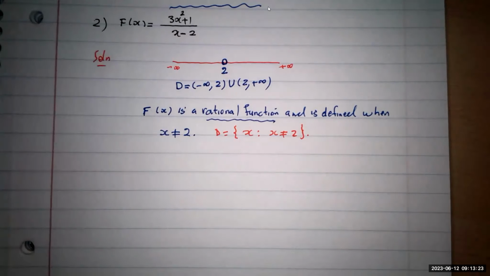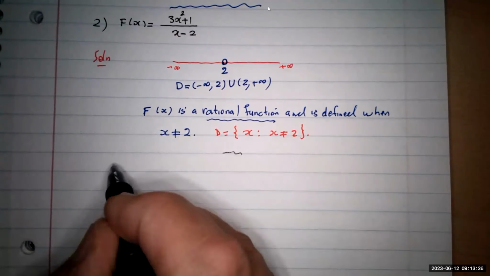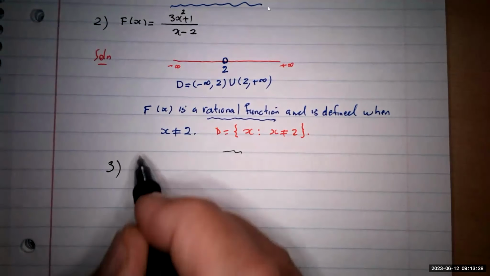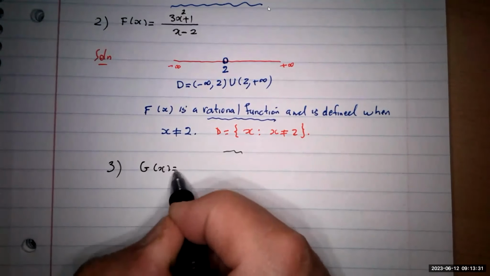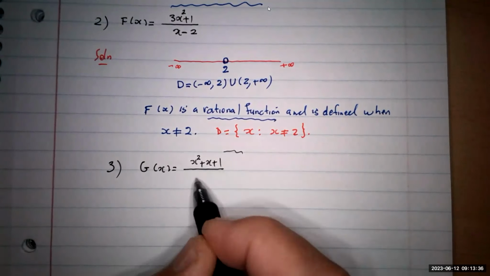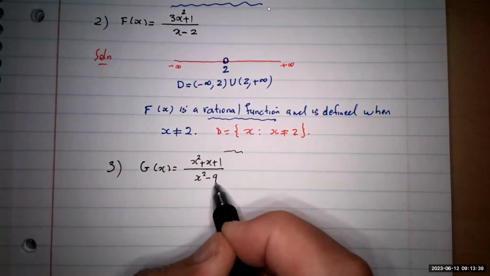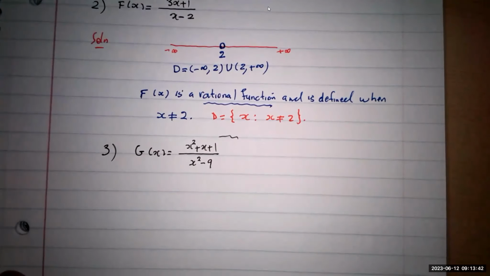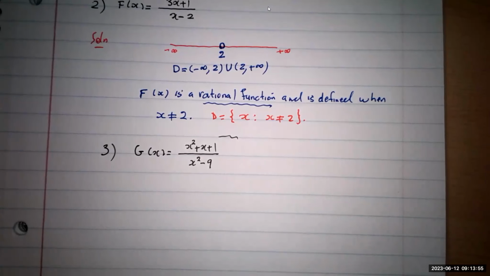And that's case 1. There are a couple of cases of this. Number 3, this function g of x equals x squared plus x plus 1 over x squared minus 9. Again, there is an x in the denominator, so this is going to be a rational function. So x is not a free agent. We have to make sure that we avoid the values of x that make the denominator equal to 0. Any suggestion?